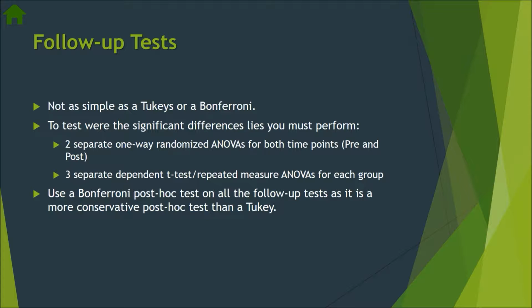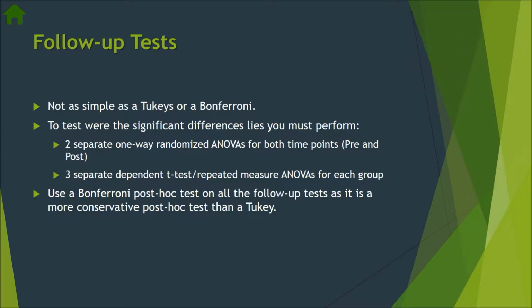By performing a one-way randomized ANOVA for pre-scores, we'll find out where the significant differences lie between the groups at their pre-depression scores, and you'll then need to perform a one-way randomized ANOVA for their post scores to see where the significant differences lie between the groups at post-assessment. So the one-way randomized ANOVAs find where the differences lie between the groups.